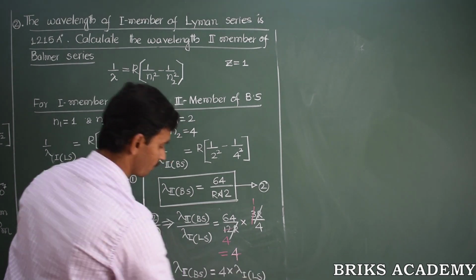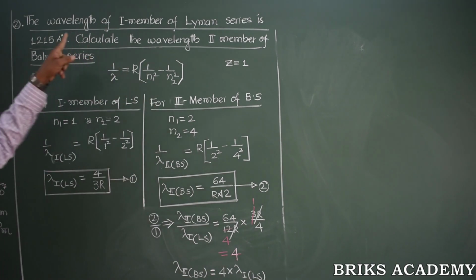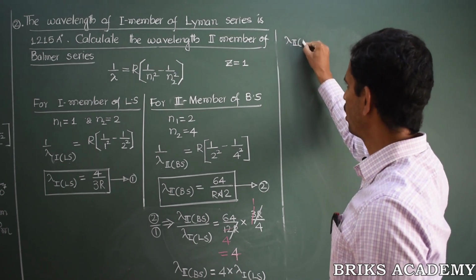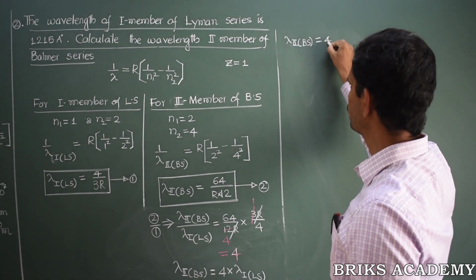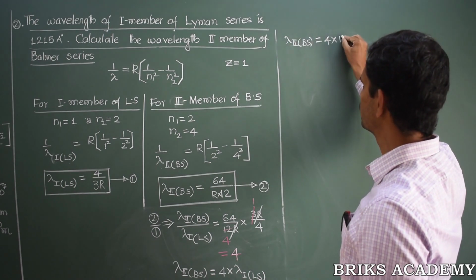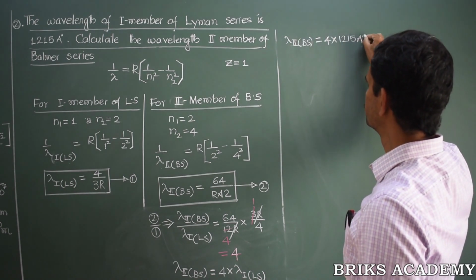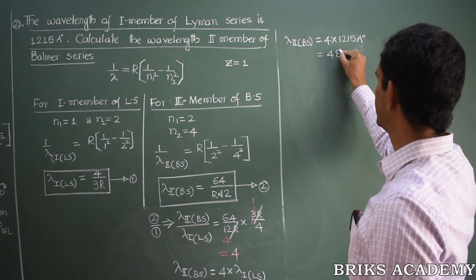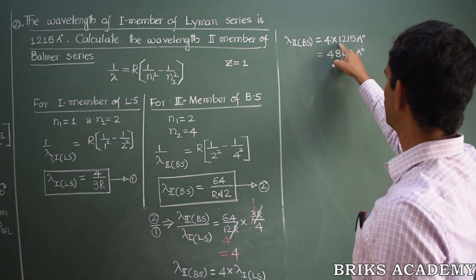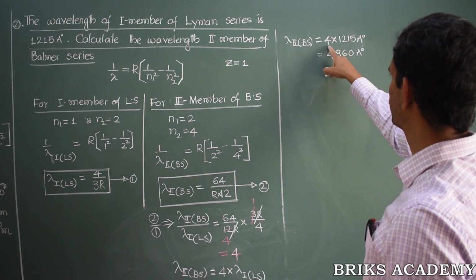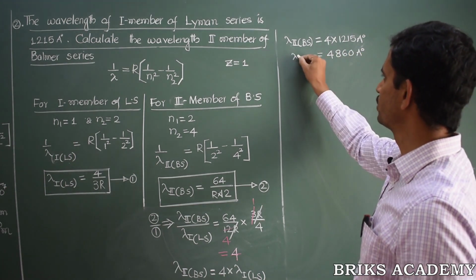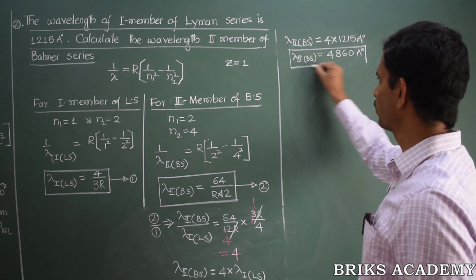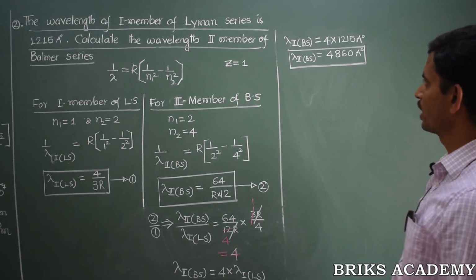Now we can substitute for lambda 1 of Lyman series, which is a given wavelength. So finally, lambda 2 of Balmer series is equal to 4 times lambda 1 of Lyman series, which is 1215 angstrom, approximately 4860 angstroms. 1215, 4 fives are 20, and so on, gives 4860. Therefore, lambda 2 of Balmer series is 4860 angstrom. This way, without using the Rydberg constant, we can arrive at the unknown wavelength.